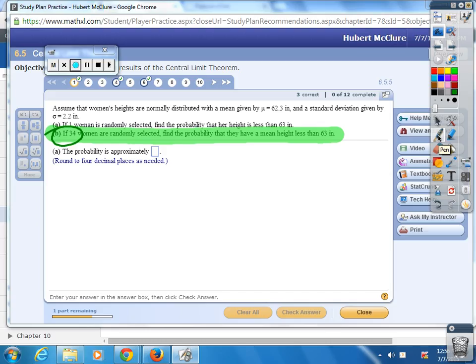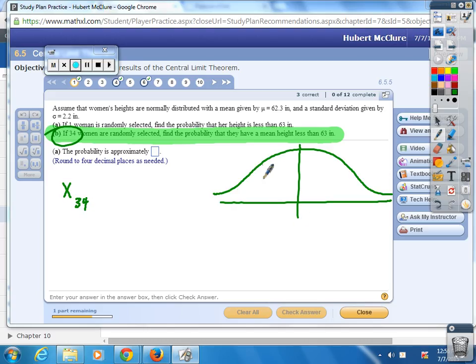Whatever you say. All right, X sub 34. So let's talk about this a minute. I'm just going to draw my picture again. I'm going to do it in green since this is the 6.5 part. Assume that women's heights are normally distributed with a mean of 62, and marks at 64, 66, 60, and 58.